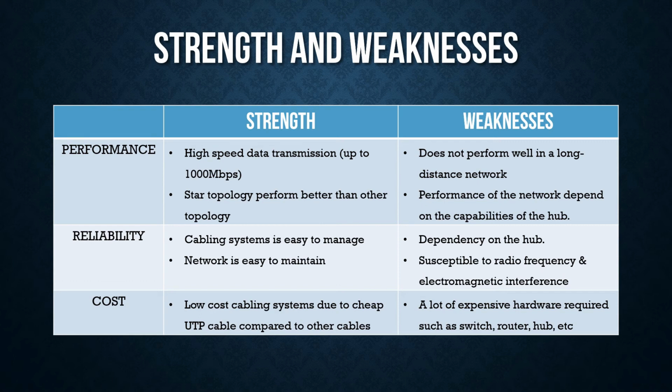Okay, next, in terms of reliability, the strength of our network is that our cabling system is easy to manage. This is due to the UTP cable that we use. UTP cable has no shield, so it is a lot thinner compared to STP cable, and this makes it easier for cable management, installation and maintenance.